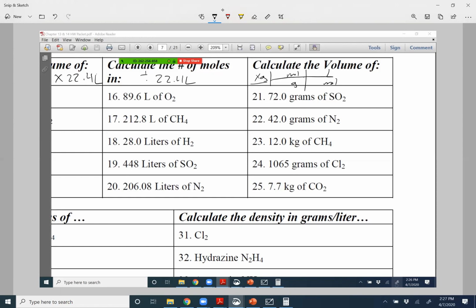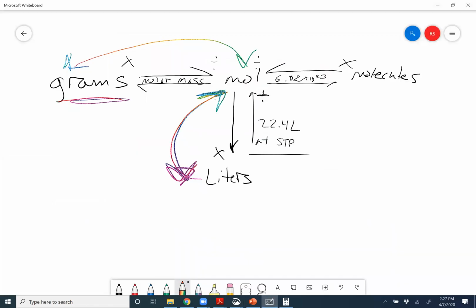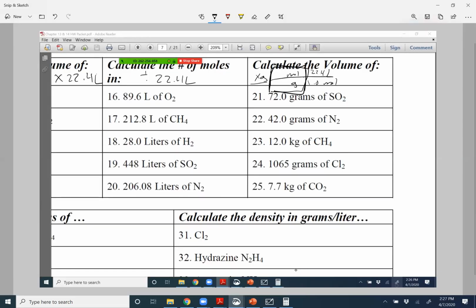Well, this step right here will be different for every single gas depending on what gas it is. But this step will always be the same. 1 mole is 22.4 liters. So the question is, how do we go from grams to moles? And the answer is molar mass. So yeah, coming back, being used again in this next unit.